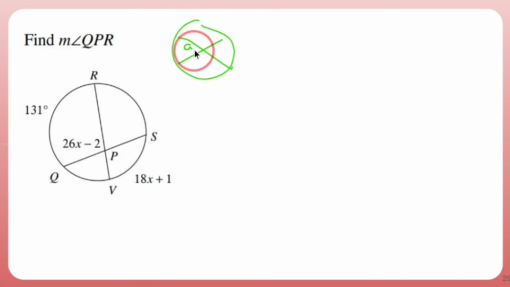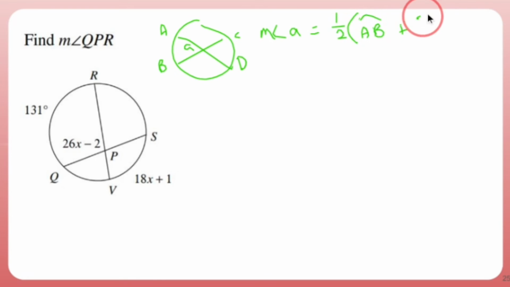Okay, and we'll call you A for angle. We'll call little a, we'll call you A, B, C, D. The rule is that the measure of angle A is going to be the average of the intersecting arcs. So the average of arc AB plus arc CD. So that's how I'm going to set this problem up. This angle is going to equal 1/2 times the quantity of 131 plus 18x plus 1.